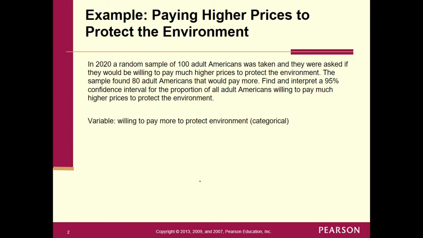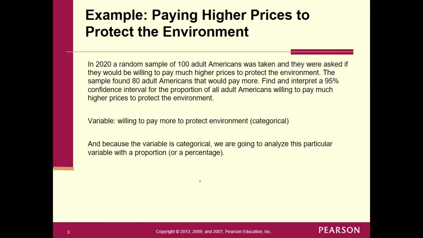All right, so what's the underlying variable? What are we collecting data with regards to? Well, if somebody came up to you and said, hey, are you willing to pay much higher prices to protect the environment? Either you're going to answer what? Yes or no. So the variable that we collect the data for is categorical. And since the variable is categorical, we get to analyze this with a proportion or a percentage.